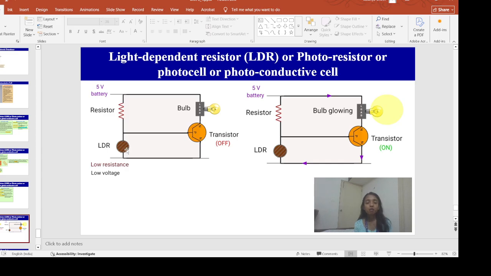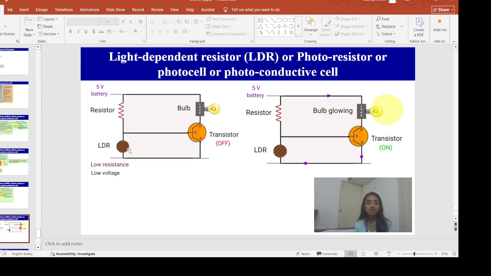So during the dark condition, when no light is falling on the LDR, at that time what will happen? Let us first consider when you are shining light on the LDR. When we shine light on the LDR, the electrons in the semiconductor material absorb the photons and get excited. As a result, the resistance of the LDR will be low.